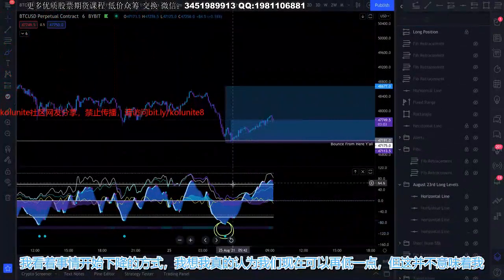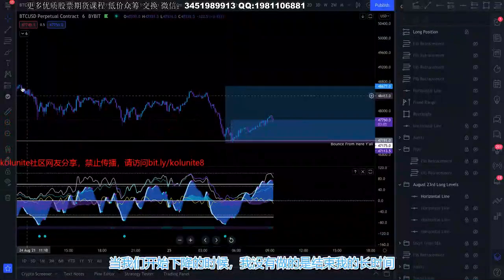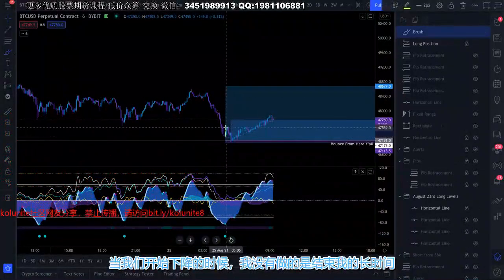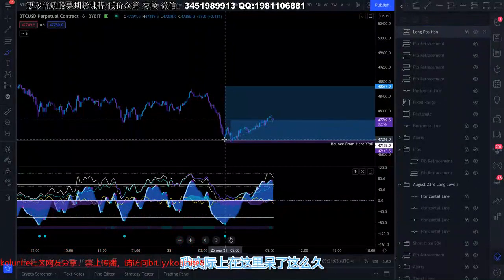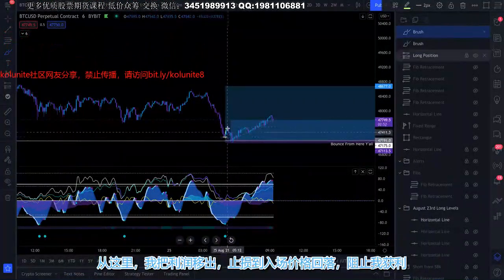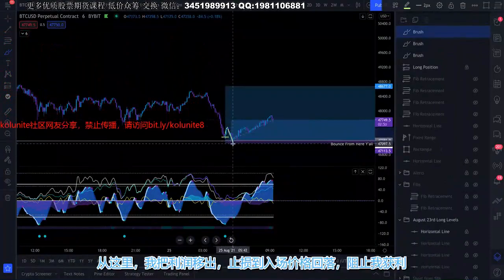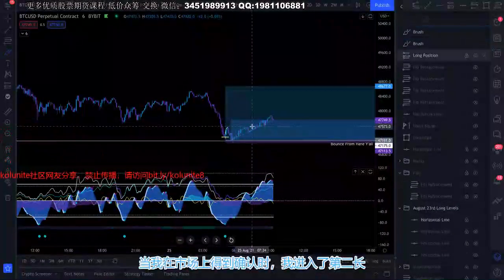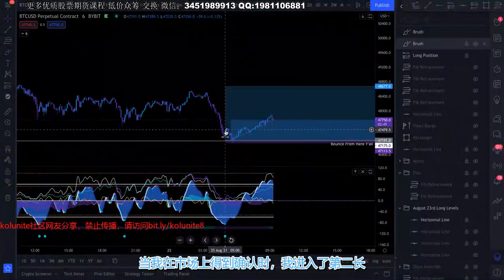Now, what I didn't do was close out my long just when we started coming down. I actually stayed in this long from here. I took profits out, moved the stop loss to the entry, price came back down, stopped me out in profit, and I entered the second long when I got my confirmations on Market Cipher B.